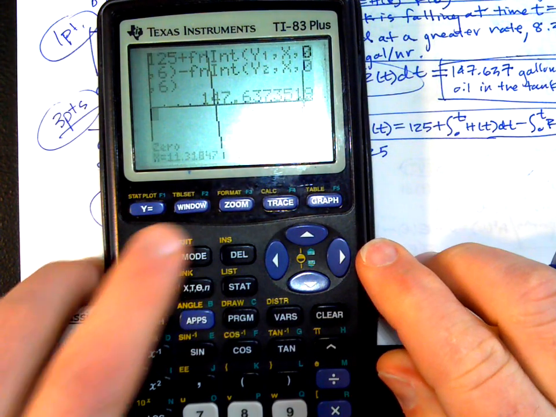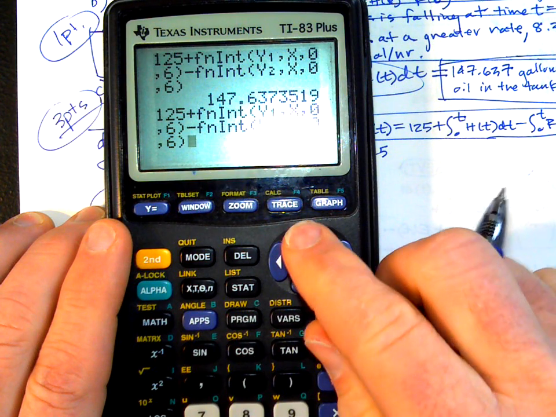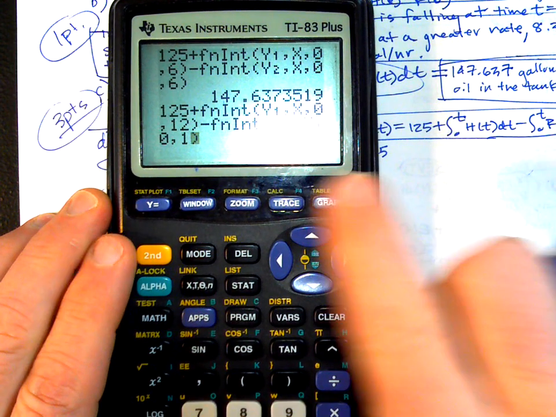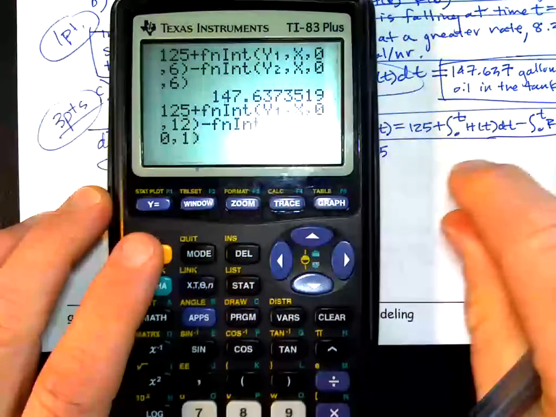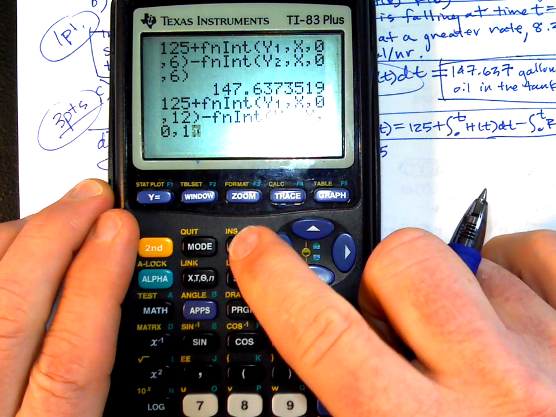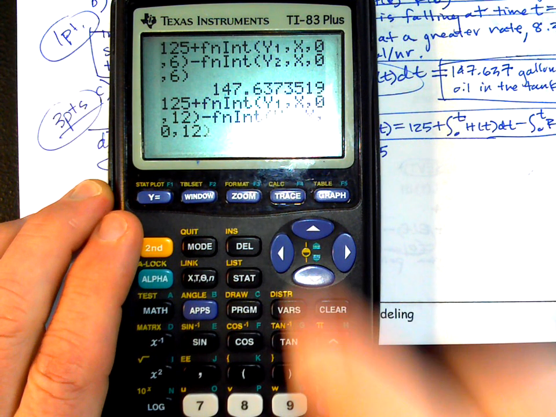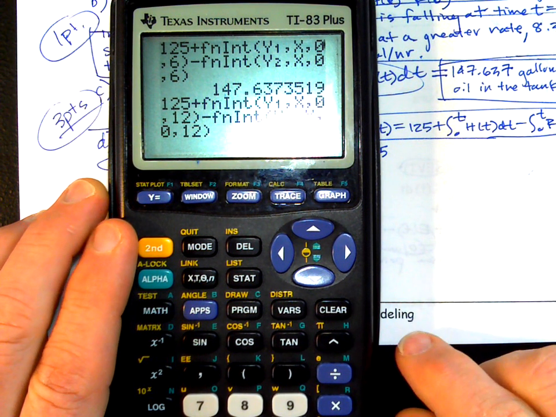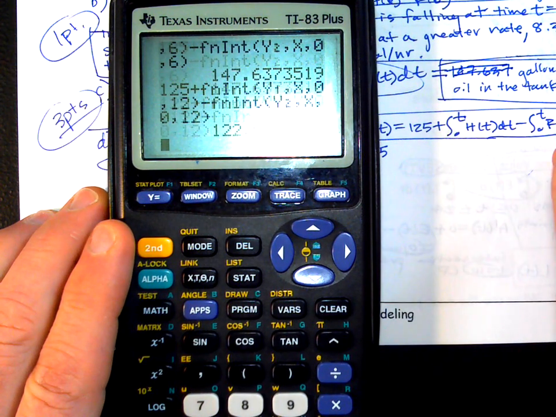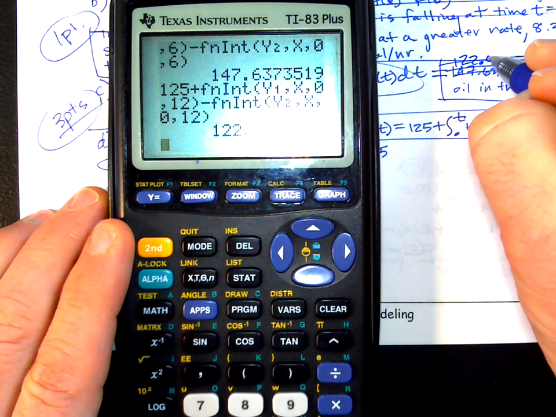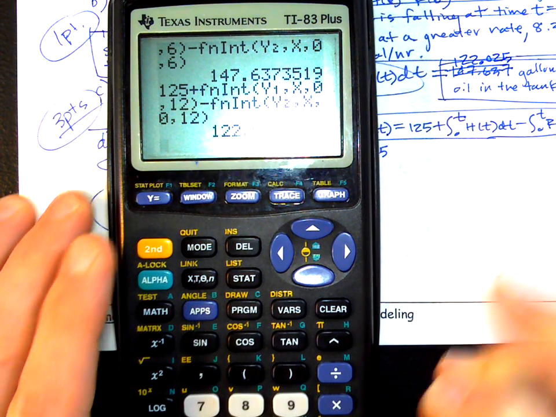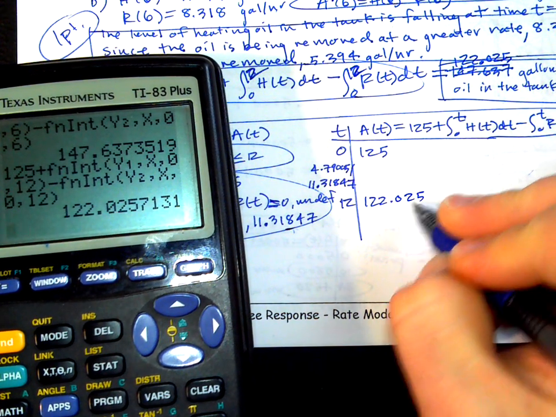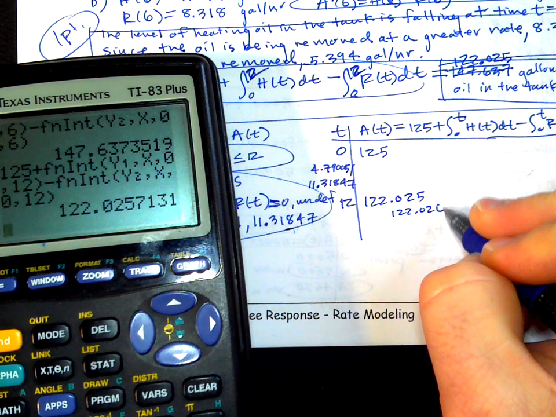So going back to the home screen, I'm going to redo that calculation and put 12s in for the 6s. Now, if you want to insert a value and have everything else push over so you don't have to retype it, you do second, delete, insert, and whatever you type in pushes everything over. So this is what I should have done on part C. My answer should be 122.025 or 026. That's what I would put in my table right here, 122.025 or 122.026 if you want to round.